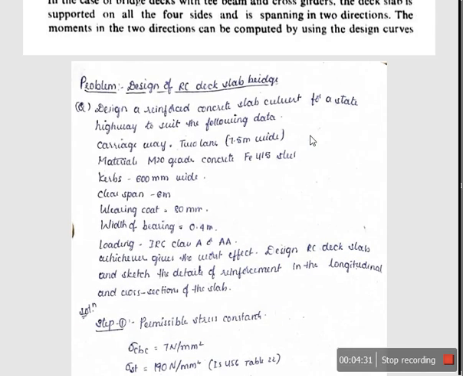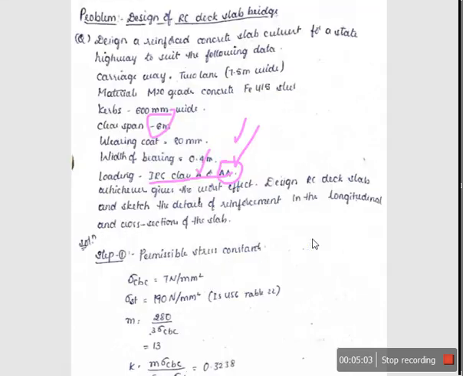Let us take an example of designing a slab culvert for a state highway, for a carriageway of two lanes, each of 7.5 meters width, with M20 grade concrete and Fe415 steel, having a clear span of 6 meters, which is less than 8 meters. So we can go for a deck slab. Then we have a wearing coat and bearing width. In the question it is clearly mentioned class A or AA, and because AA gives the worst effect, we have to consider AA loading.